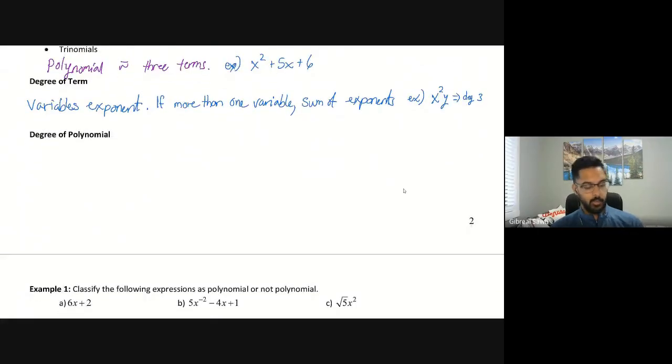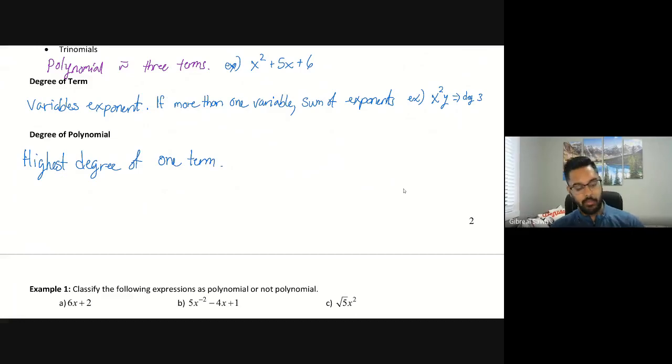Now the degree of our polynomial is going to be, how should we word this? That's going to be the highest degree of one term.